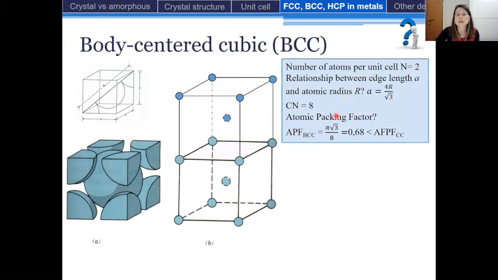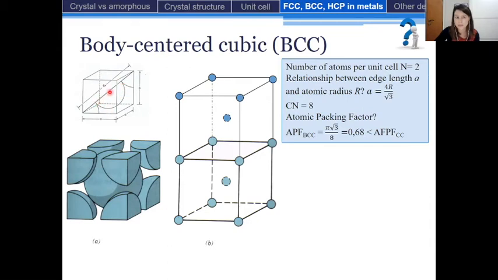Then to calculate the relationship between edge length A and the atomic radius R, you should consider that in this structure, the atoms touch each other along the cube diagonals. And so in that direction, the atoms will touch each other. We say that they touch each other because it is the most compact way to put these atoms in the unit cell. So the direction where the atoms touch each other in the most compact way in the unit cell is along the cube diagonal. And so you can make the calculation of the relationship with the length of this diagonal, which is equal to 4 radius of the atom, because you have 1 full sphere.